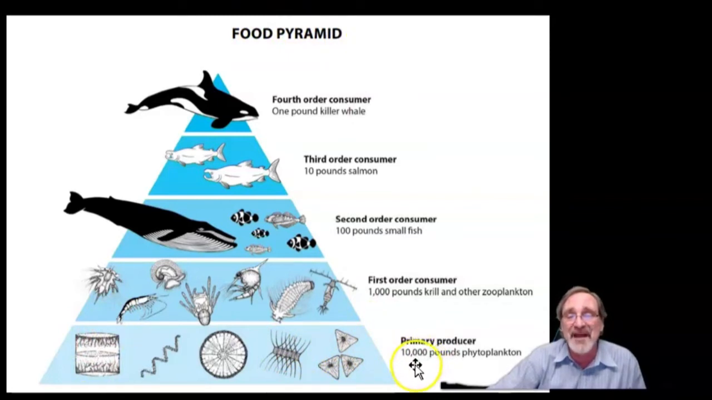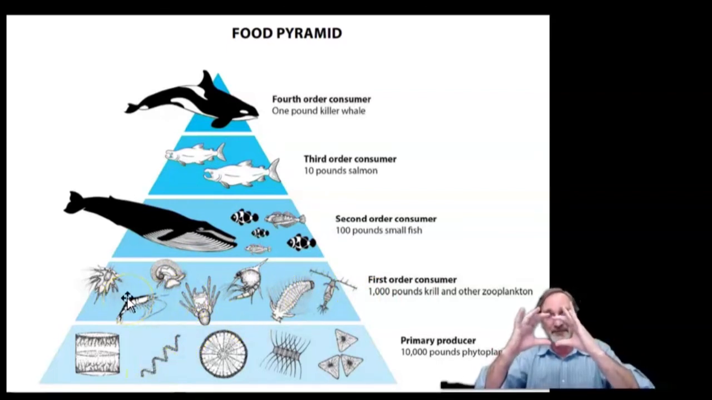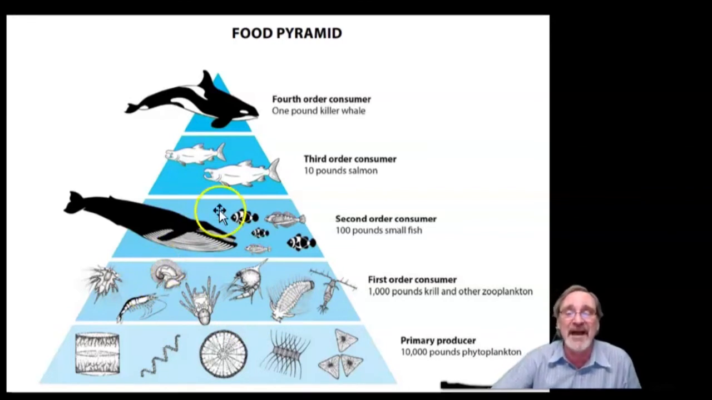So for every 10,000 pounds of phytoplankton, you can have about 1,000 pounds of krill and other zooplankton. Krill is a kind of a shrimp, right? And so these guys are feeding off of that guy. So the pyramid, it's a smaller wedge, right? Now up above that, the second order consumers or secondary consumers, you can have 100 pounds of small fish feeding off of the 1,000 pounds of krill.